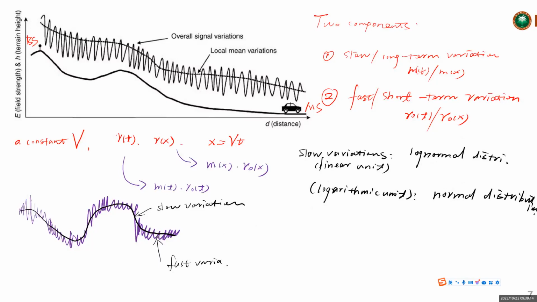This is the characterization for such kind of signals. And also, the fast variations can be described by the Rayleigh distribution, because there are multiple components along this range. There should be multiple components.